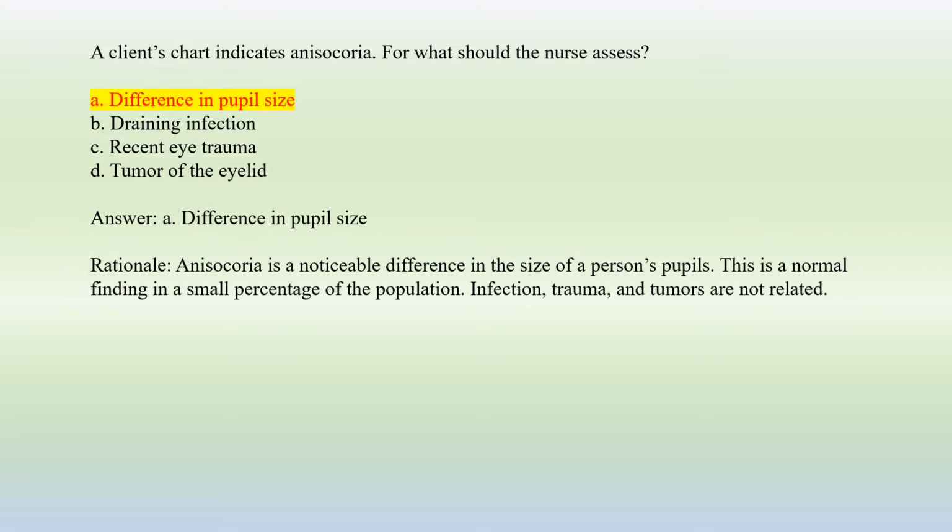Answer. A. Difference in pupil size. Rationale. Anisocoria is a noticeable difference in the size of a person's pupils. This is a normal finding in a small percentage of the population. Infection, trauma, and tumors are not related.